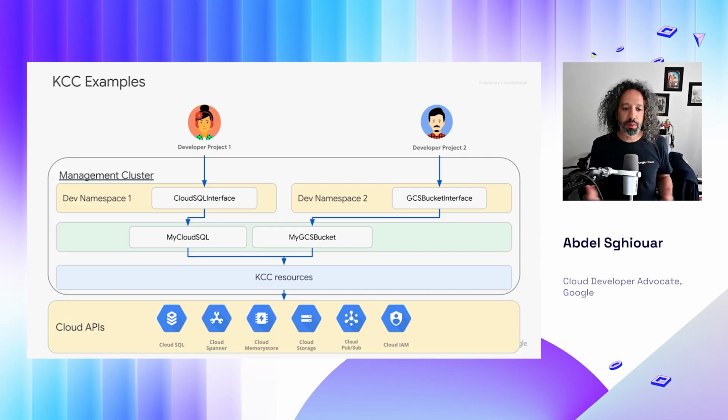Another example of what we can do with this is a Google specific example where we can, for example, create a Cloud SQL interface. So that's the CRD. We create a GCS bucket interface. That's also a CRD. And then as a developer, I will instantiate this Cloud SQL interface and then create a Cloud SQL database. And then KCC, which is the controller, will actually go and provision that Cloud SQL for me. Same thing for the bucket.